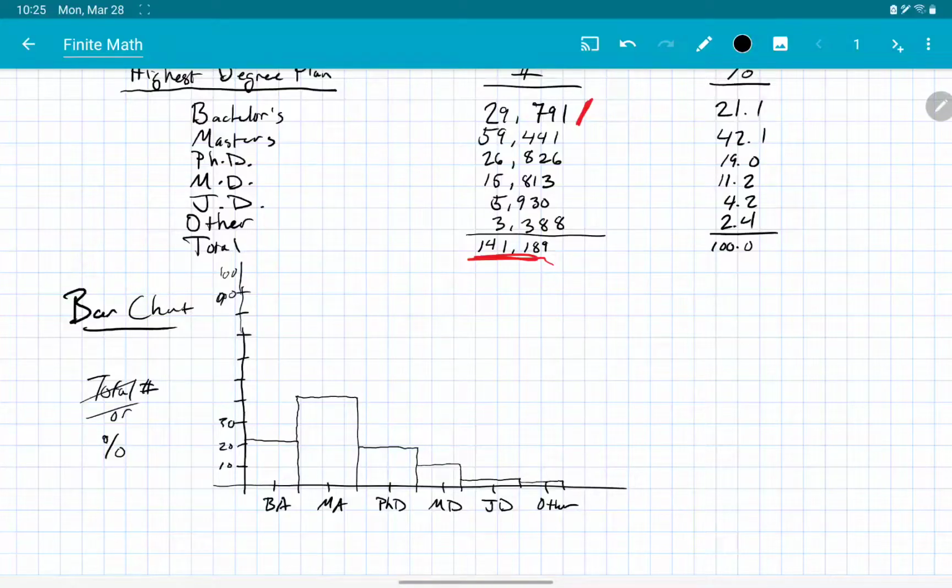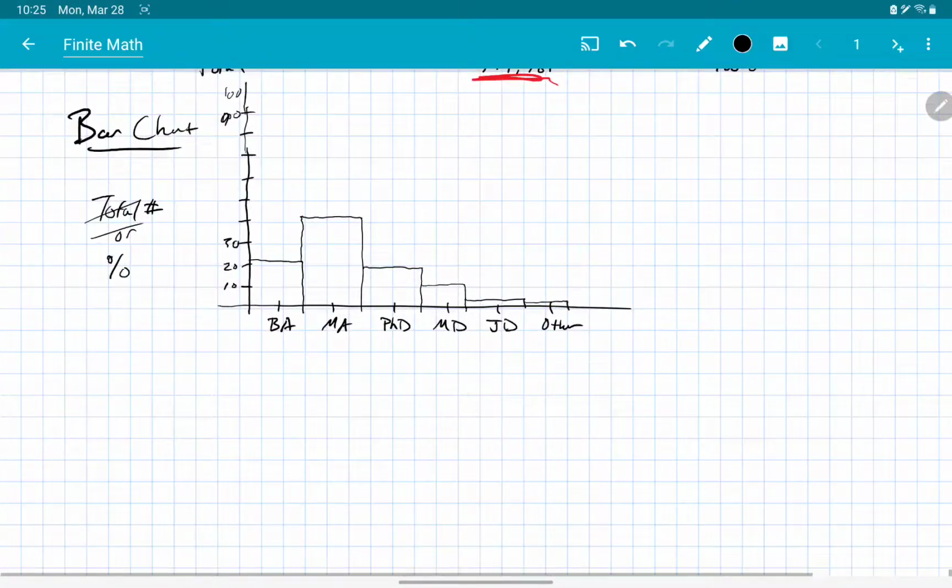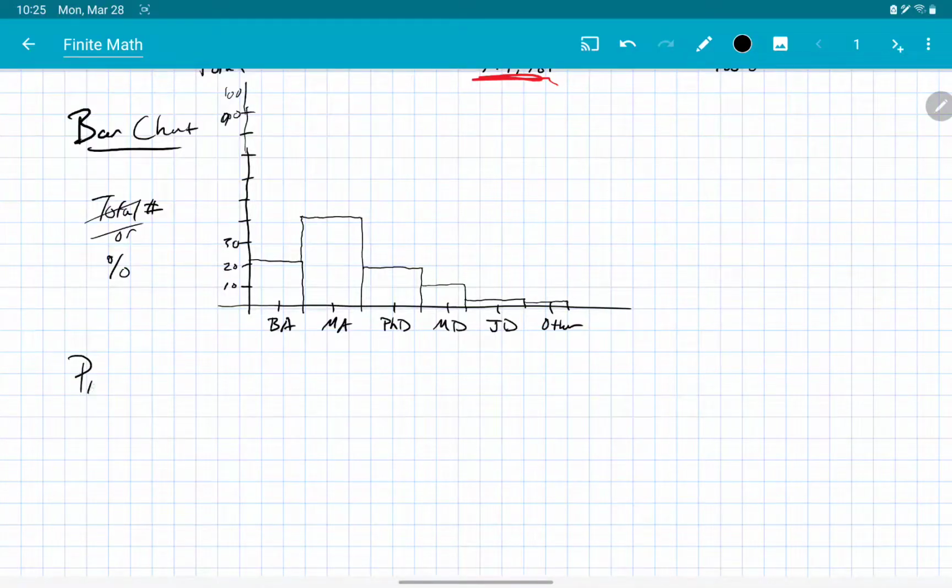Okay, so there's a bar chart, right? That's a bar chart. That's just a way of looking at things. We've seen these before. Another chart that people like is the pie chart, right?